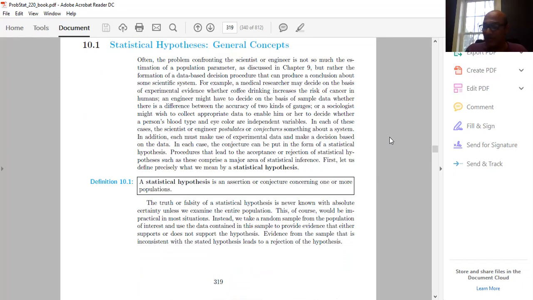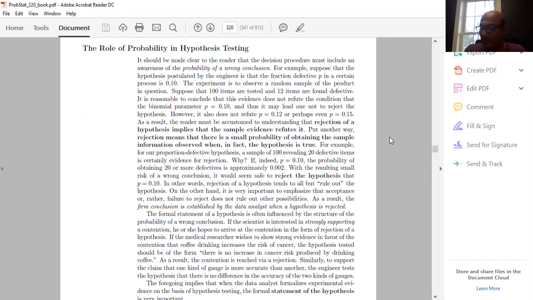And then after, we are going to see very briefly what we mean by the rejection of the hypothesis. The rejection of a hypothesis implies that the sample evidence refutes it. Another way we can put it: rejection means that there is a small probability of obtaining the sample information observed when, in fact, the hypothesis is true. So when our probability is extremely small, 0.002, that means we have enough evidence to reject that hypothesis, right?